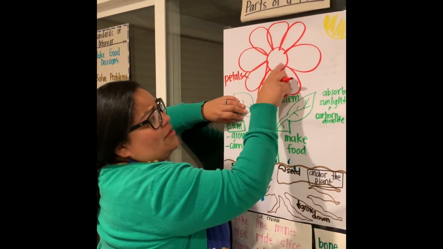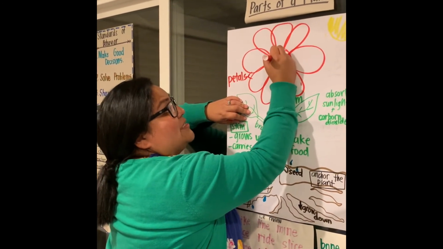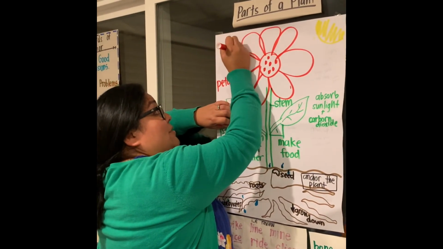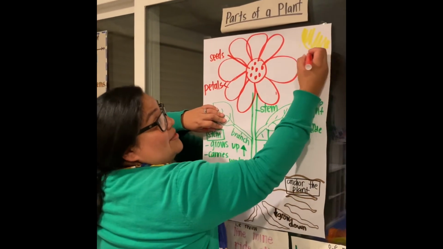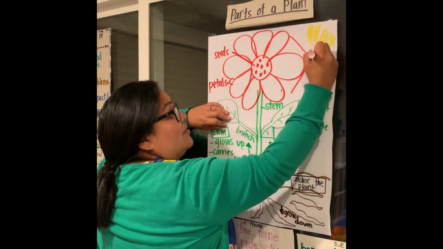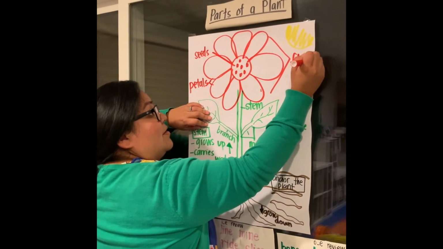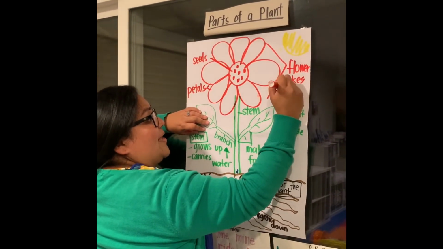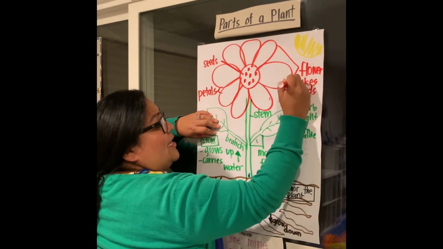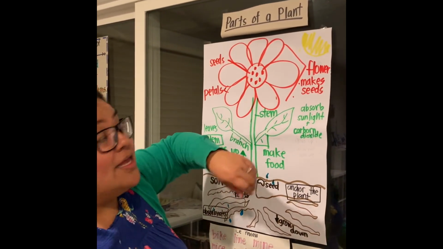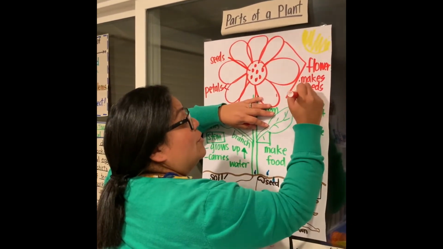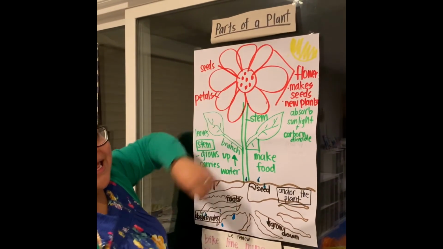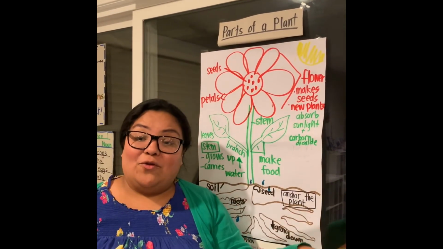Right in the middle, okay, we have seeds. Say that with me. Seeds. Flowers make seeds. So this is our flower, and it makes seeds. Say that with me. Make seeds. And it helps make new flowers. Say that. It helps make new plants. The seeds help make new plants because then they fall off and they create new plants and it starts all over again.